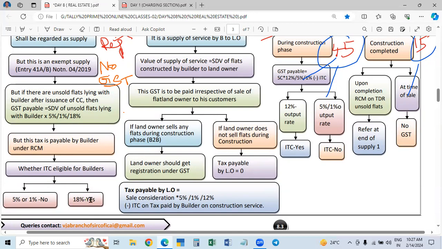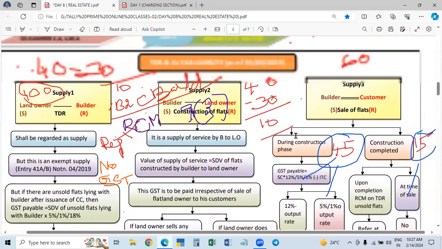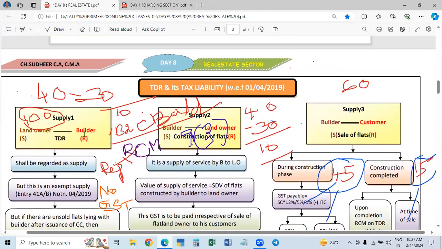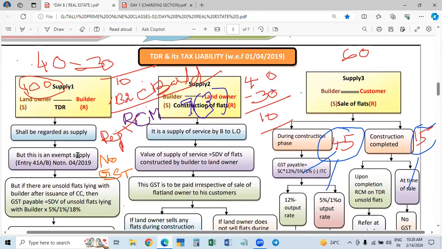If it is 18%, he will get ITC for the flats which are remaining. So in this case, if the builder is paid completely, and the landowner restricts everything sold after construction, there will be no tax limit at all. As a whole, tax is to be paid by the builder on all the 100 flats. So 40 flats is here, the 60 is here. Out of 40, 30 is selling, paying to him, and he is paying the money.